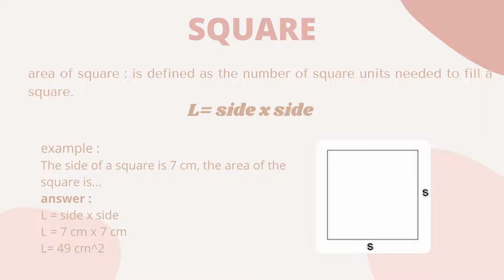If we want to find the area of a square, we use the formula: area of a square is equal to side times side. So, we have to multiply the two sides of the square. For example, the side of a square is 7 cm. The area of the square is... We can use the formula. The area of a square is side times side. Area of the square is 7 times 7. So, the result is 49 cm square.